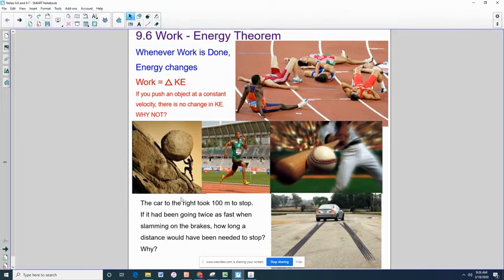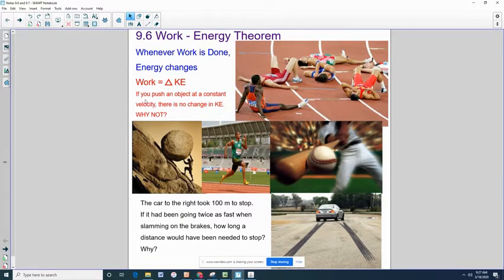Okay, so we're going to finish up our notes on work energy. And so here we are at 9.6 in the work energy theorem. So whenever work is done, energy changes. You can think of it like these guys, they just did a lot of work and now they have very little energy. So they used up their energy in doing that work. So in formula form, that's work is equal to delta, change in kinetic energy.